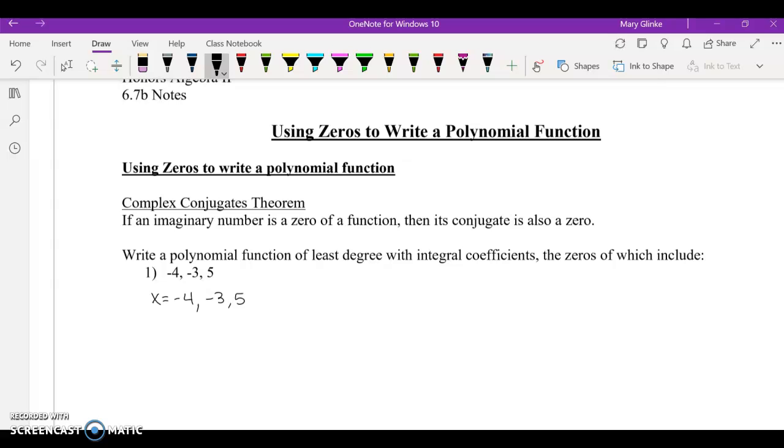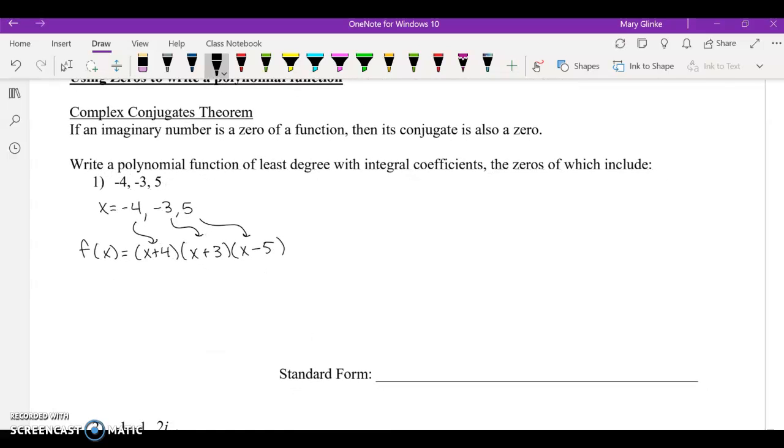So we're going to take those and we're going to write them backwards as factors. So in order to get -4 as an answer, the factor needed to be x plus 4. To get -3 as an answer, the factor would have been x plus 3. And to get 5 as an answer, the factor would have been x minus 5.